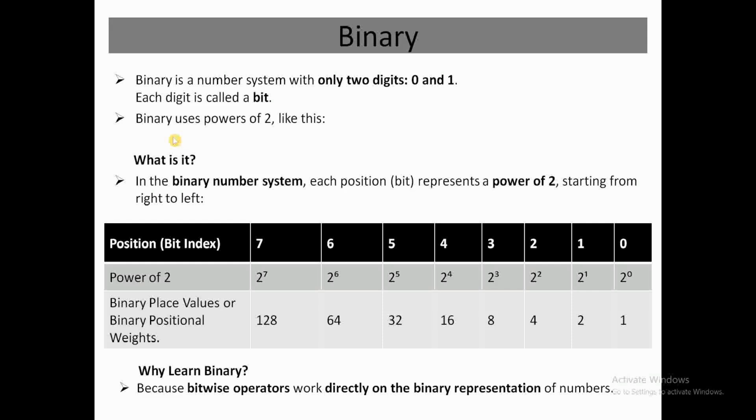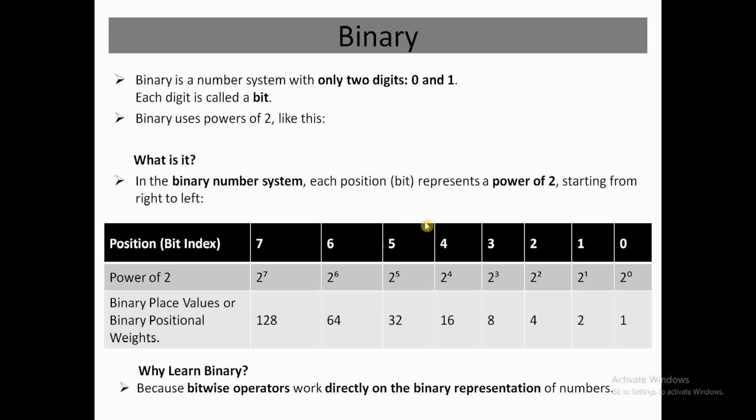And next, binary uses powers of 2. Binary is a number system where each bit position represents a power of 2, starting from right to left. So when we are calculating binary digits, it starts from right to left, not left to right.